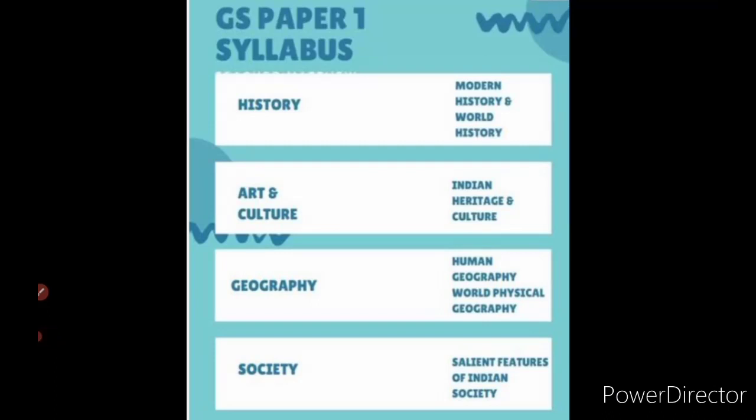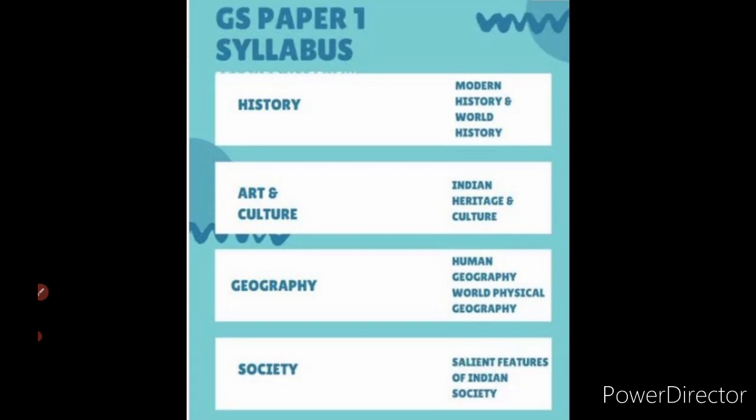So this is the fourth and the last part of the topic, which is GS paper 1 syllabus of mains. We are going to cover society as it is the last topic. That's why we are going to cover this in the fourth part, which is the last part. After this we will start with GS paper 2.